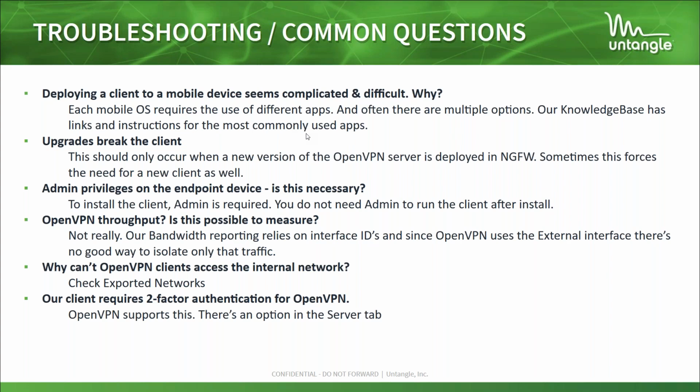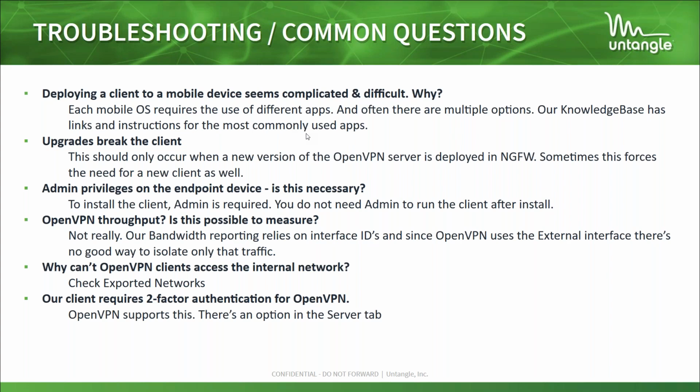Why can't OpenVPN clients access the internal network? In a couple of words, because it's not an exported network. The only networks that the VPN client can reach are those that have been defined in exported networks. If a subnet is not in exported networks, you can't get to it, no matter what.